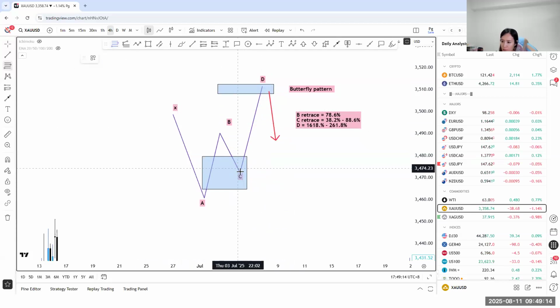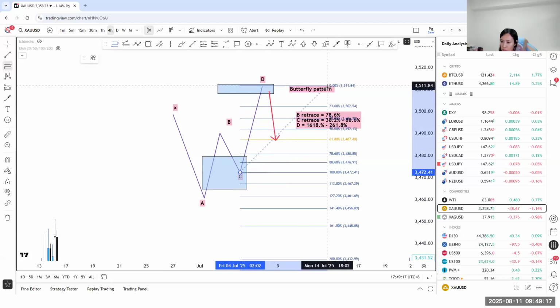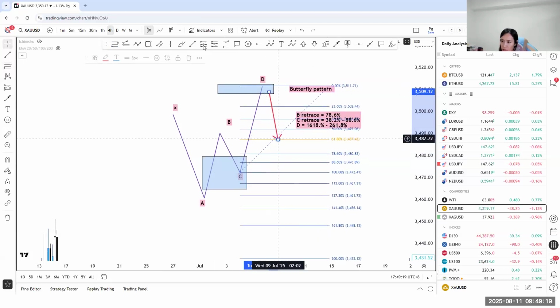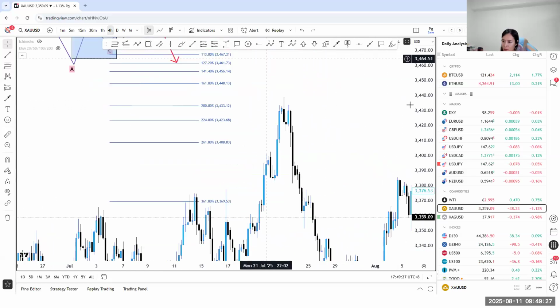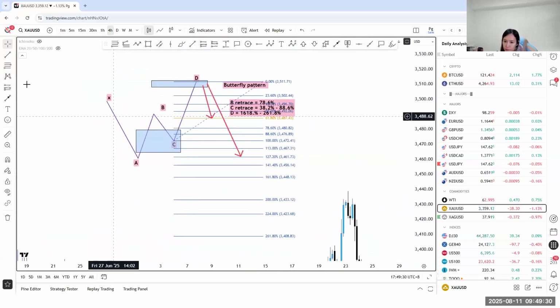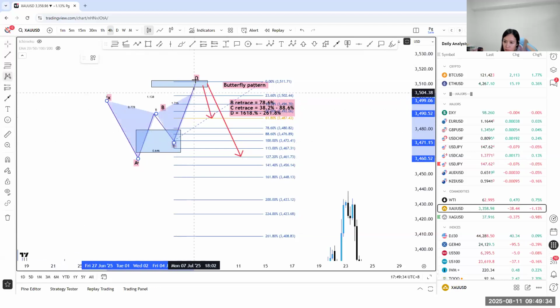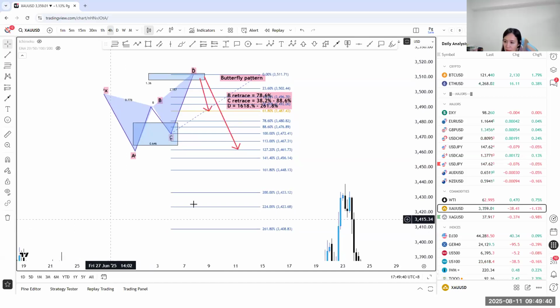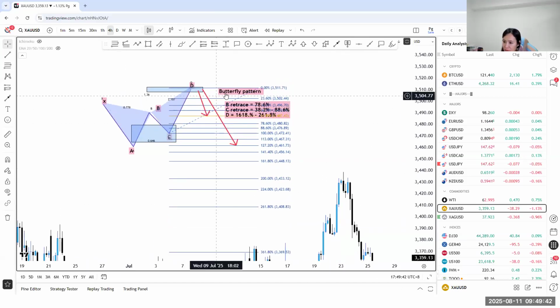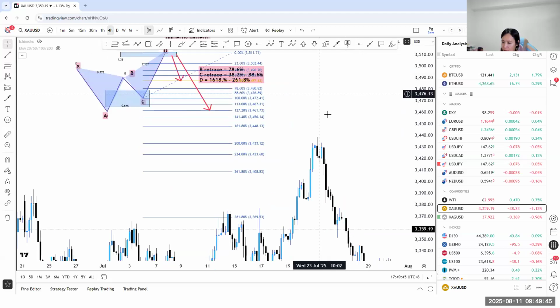Again, TP1 at 61.8%, TP2 at 127. Okay, that's a harmonic pattern. Here, it's going to look like that, or look something like that. This is the butterfly pattern.